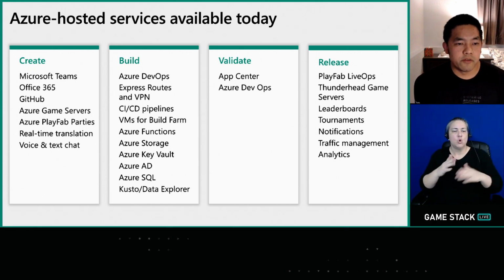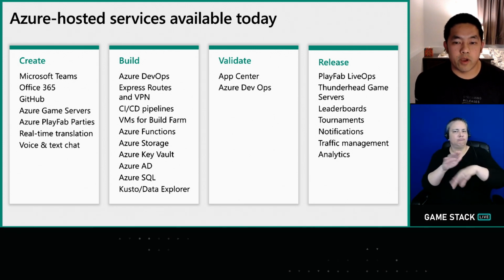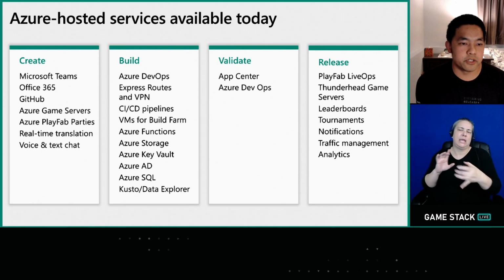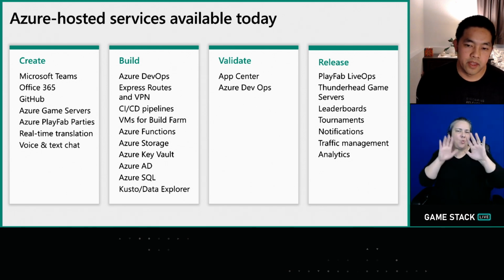Real-time text translation and voice and text chat are services that rely on the cloud and are great ways of connecting your players together across regional divides. And so those are really awesome features to add into games.